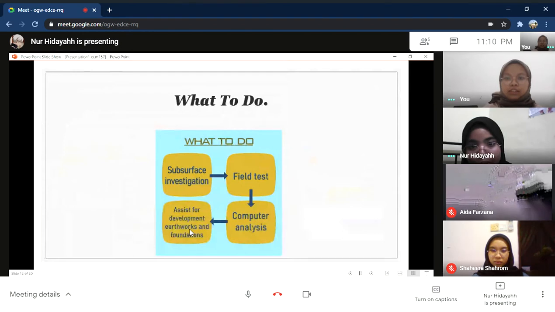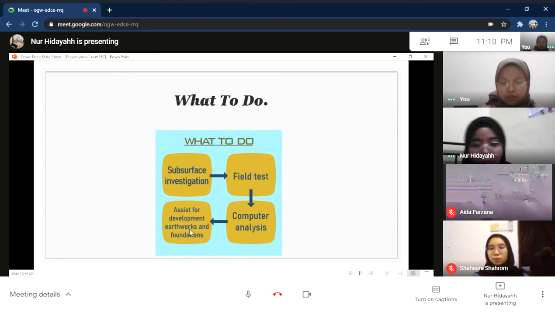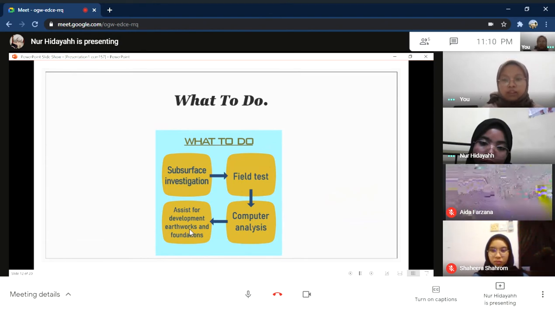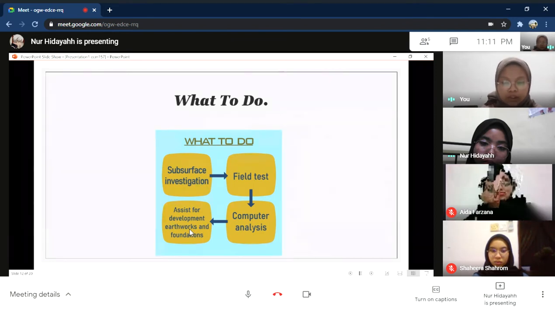Okay, the process. The first one is the subsurface investigation, where the person in charge will collect soil samples from the project site to be analyzed. This is for engineers to know the ground stress bearing capability and also the stability. The second step is to do a field test. The field test is taken to determine if there are any issues regarding erosion, settlement, or slope of the site. This is also one of the steps to take safety solutions for the construction site.